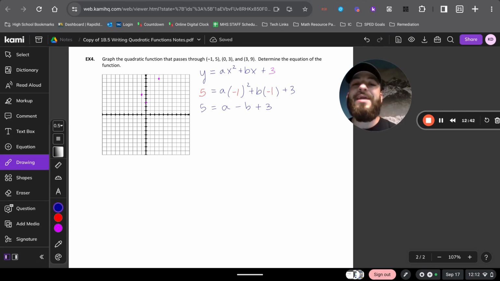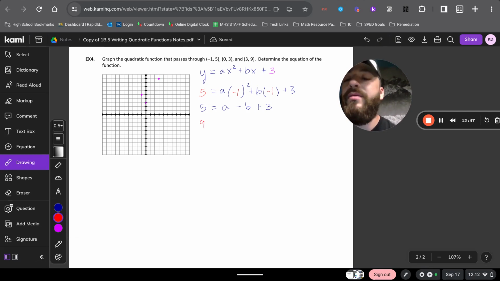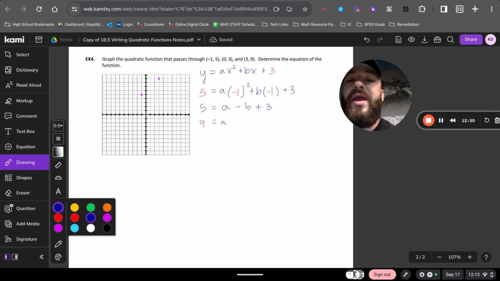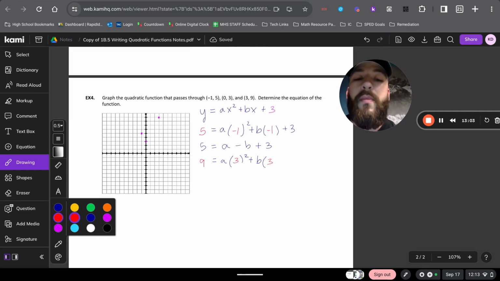Okay, and then same thing again, but we're going to use our other point, (3, 9). So 9 is equal to a(3 squared) plus b(3), and then of course I do still have that plus 3. So 9 is equal to 3 squared is 9, so 9a plus 3b, and then my plus 3 down here at the end.